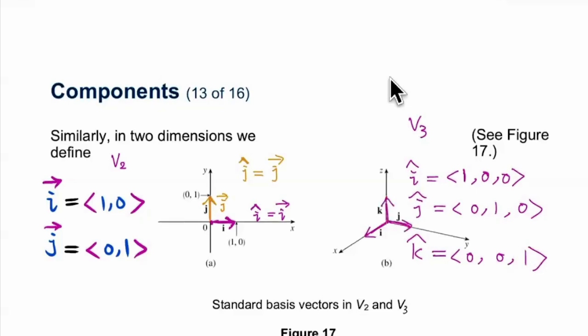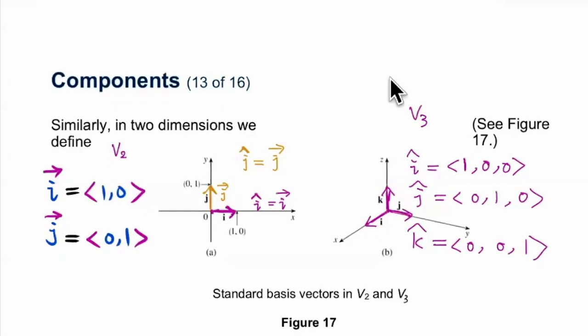What is the magnitude of each of these standard basis vectors? One. They all have magnitude 1, so they are called standard unit vectors, or standard basis vectors.